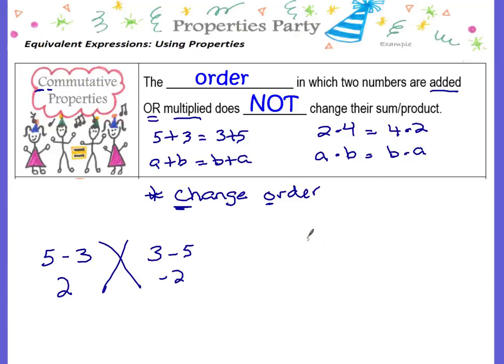The same thing for division. 10 divided by 5 will give me a 2. But if I do 5 divided by 10, if I change the order, will I get a 2? No, you get a half, don't you? Or 5/10. Okay, does not work for subtraction, does not work for division, only for addition or multiplication. So commutative property says that you can change the order of the numbers that you're adding, or you can change the order of the numbers that you're multiplying.